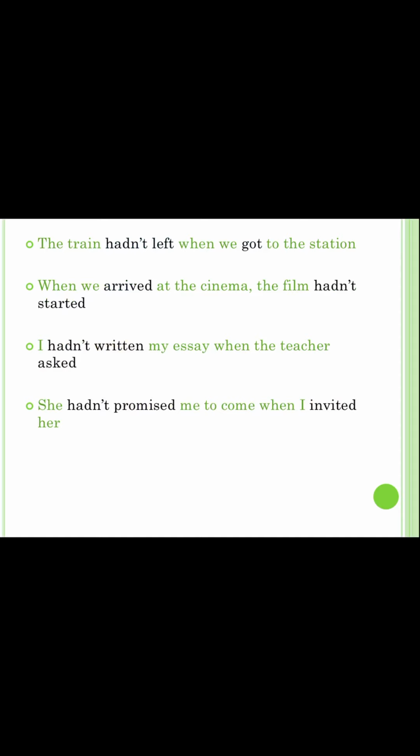had. I hadn't written my essay when the teacher asked. And she hadn't promised me to come when I invited her. So we make negative sentences in the past perfect by adding not to had. So subject, hadn't, verb 3, complement.